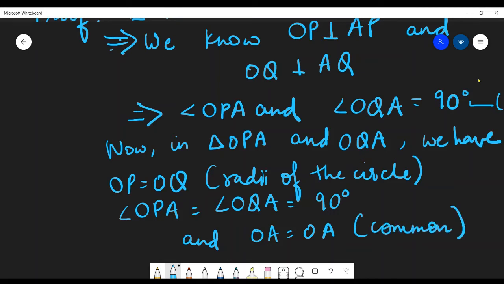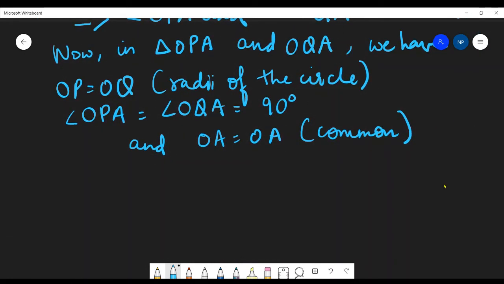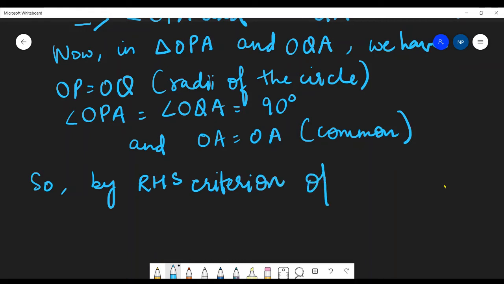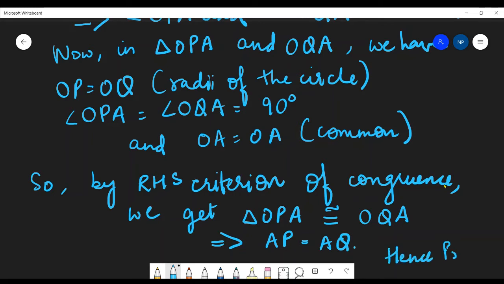So two sides are equal and one angle is 90 degrees. So by RHS criterion of congruence, we get triangle OPA is congruent to triangle OQA, which implies what? Which implies AP is equal to AQ. Hence proved. Okay, so this completes your theorem, children.